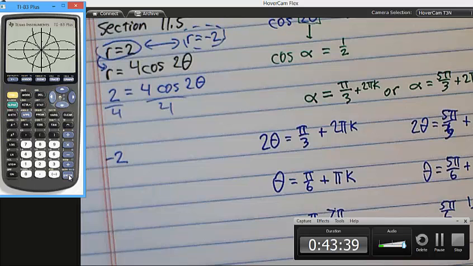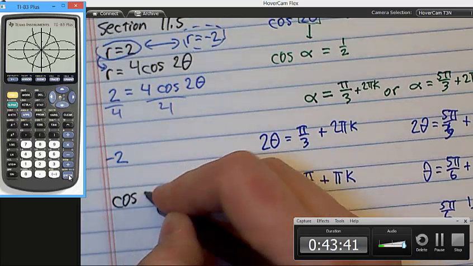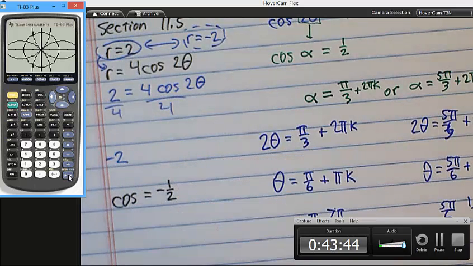Because when does the cosine equal negative 1/2? Well, again, you can work it out. It would be the other 4 solutions.